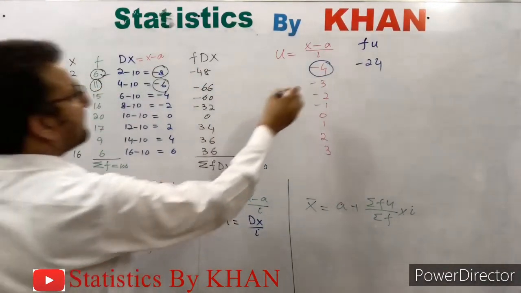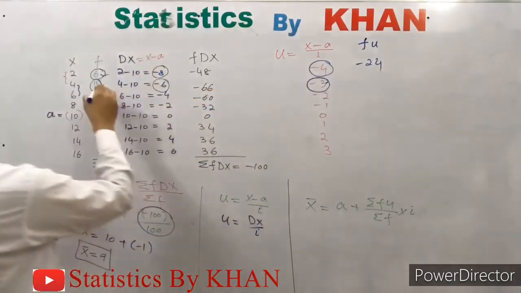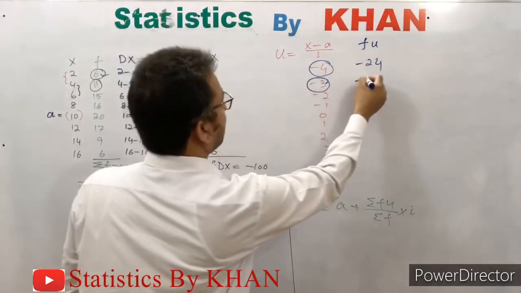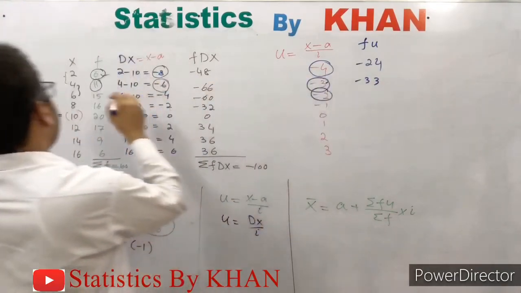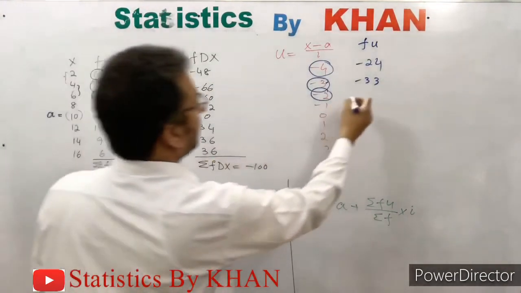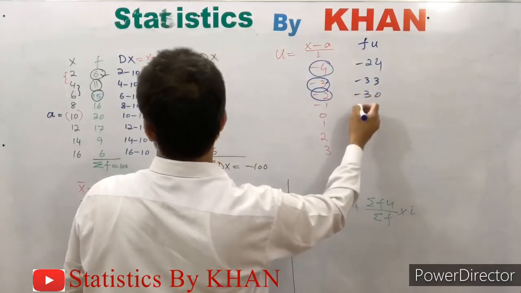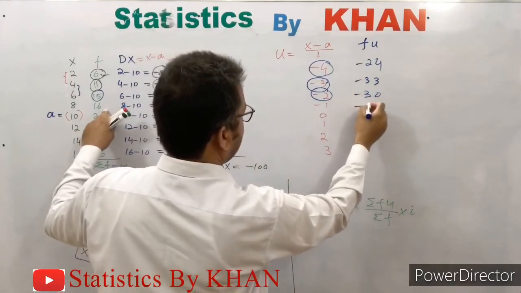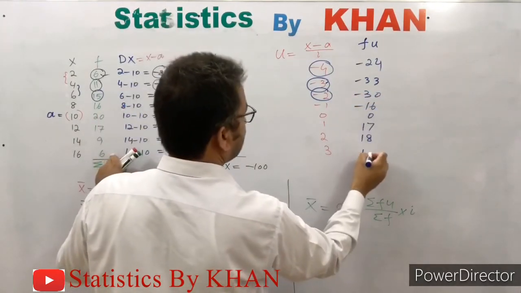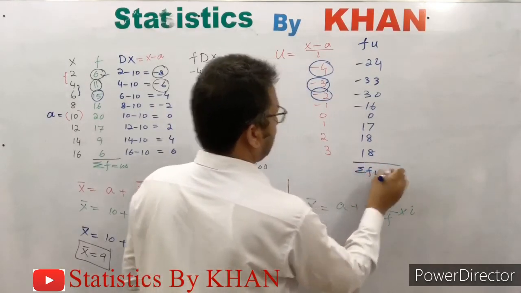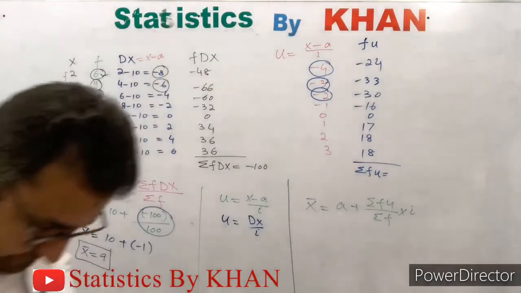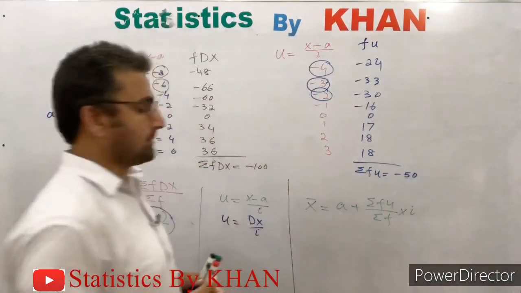Now we will multiply minus 3 by 11. So you will get minus 33. Similarly, minus 2 by 15. So you will get minus 30. Next we will get minus 16 and finally 18. After addition, we will get minus 50 as the answer for summation fu.